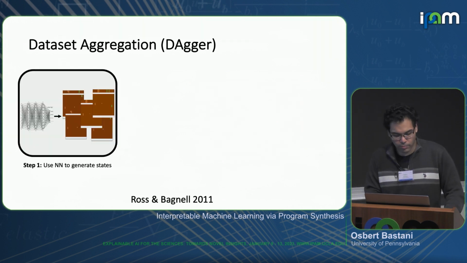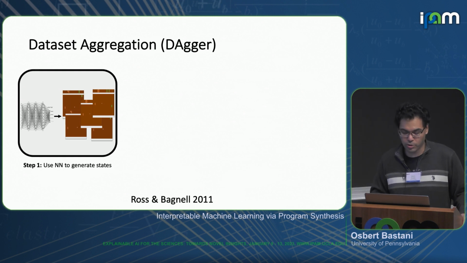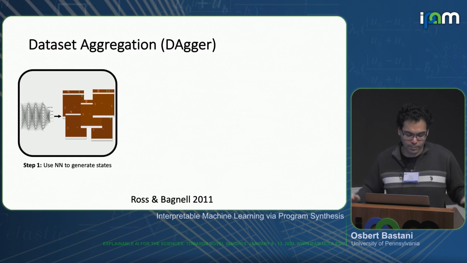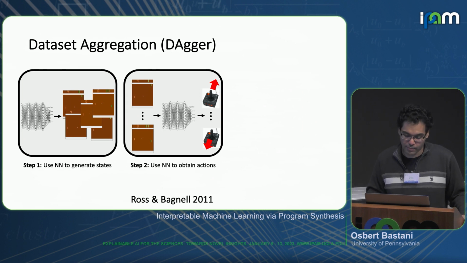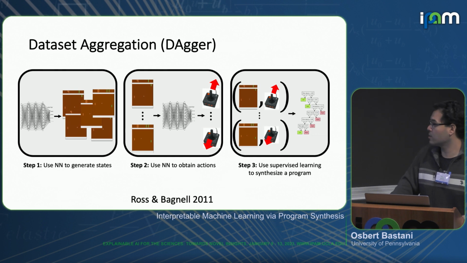It's a pretty straightforward approach. Basically, once you have the neural network, you're going to use it to generate a bunch of states. So you use it to play the control problem. You have it, for example, play this game of Pong. And then you just use it, so now you have a bunch of X's, and you use it to label the optimal action in each of these states, and now you have a bunch of Y's, and now you can use supervised learning to train to synthesize a program.